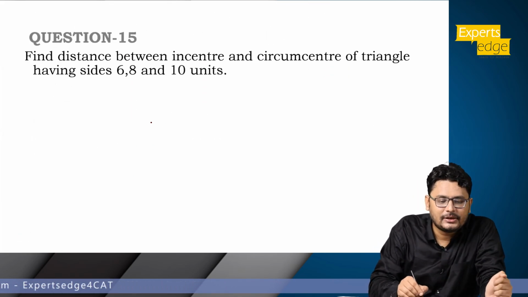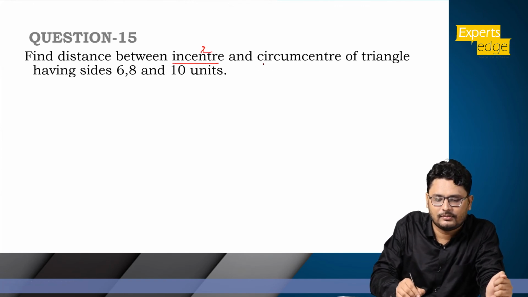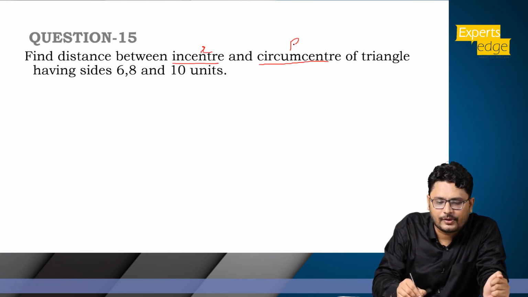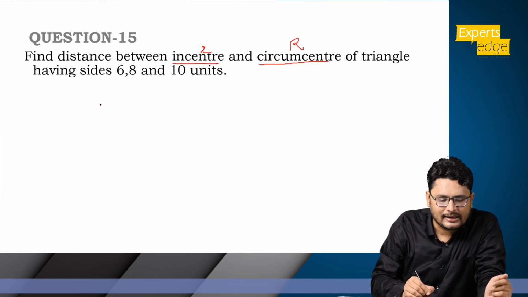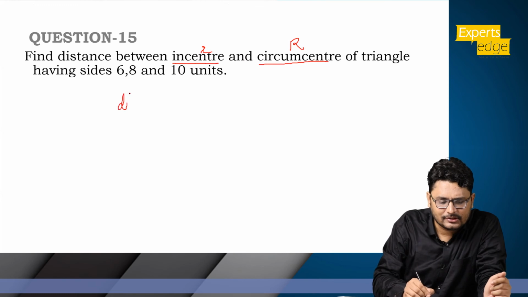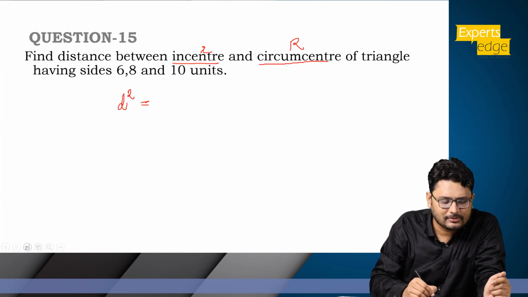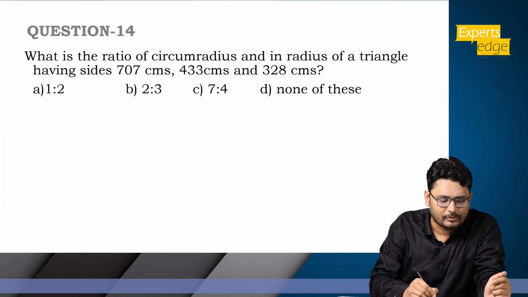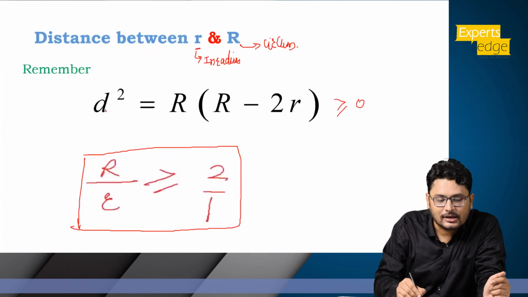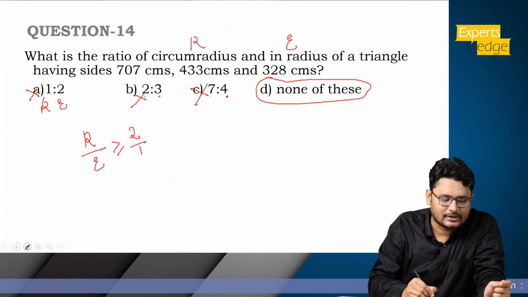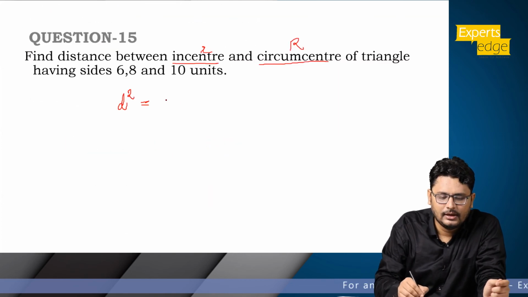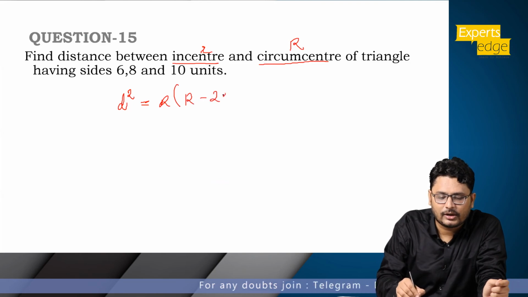Now the distance between incenter, that is small r, and circumcenter of a triangle of sides 6, 8 and 10. We have got a direct formula. इसका मैं जनरल मेथड भी एक बार चाहे तो देखते हैं, बट डायरेक्ट फॉर्मूले से भी एक बार देखते हैं. क्या दिया था फॉर्मूला? I hope you remember that d square is circumradius into circumradius minus twice of inradius. ठीक है, so it is R into R minus 2 small r.